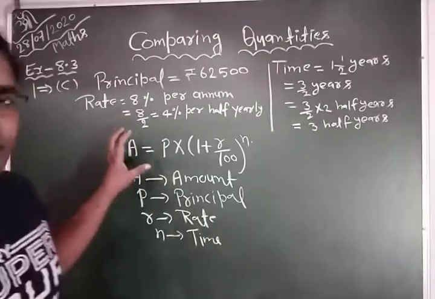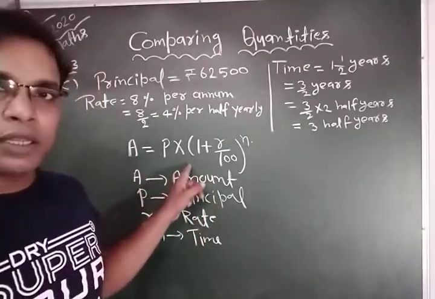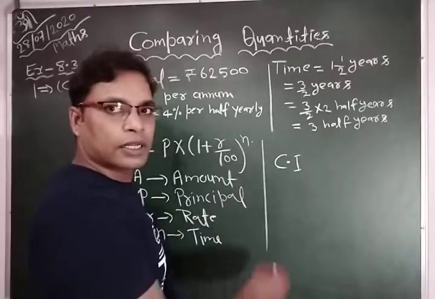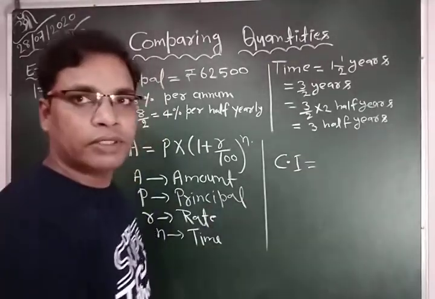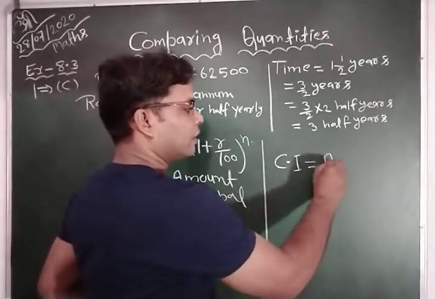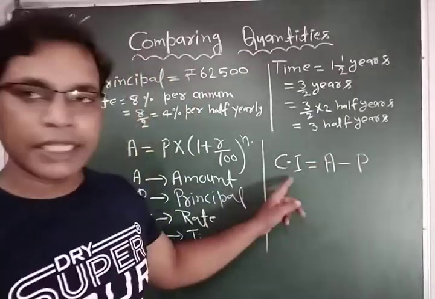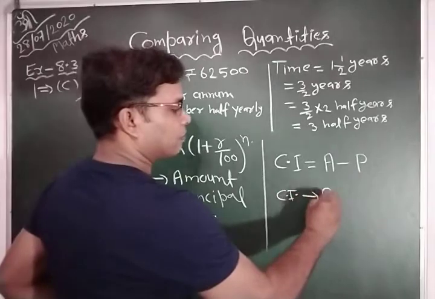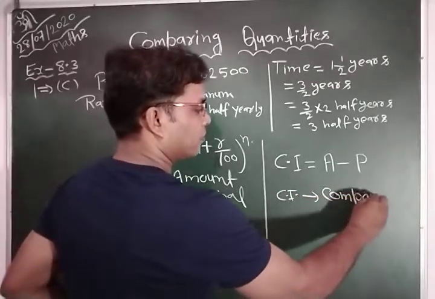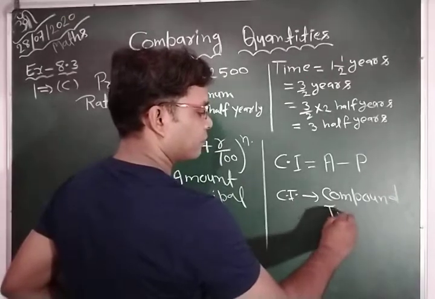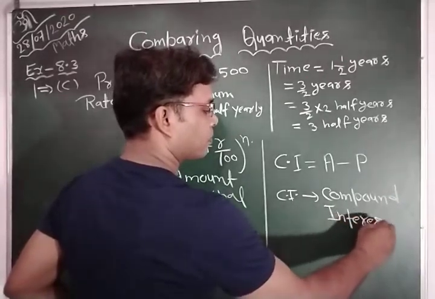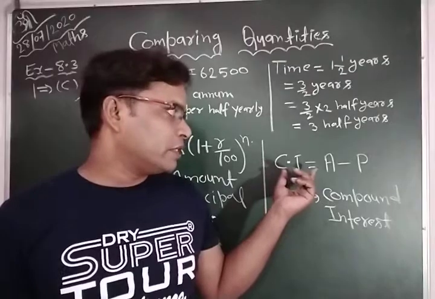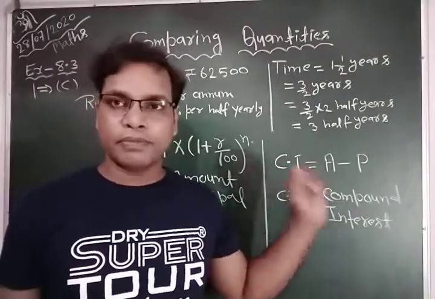Okay, so with this formula we find the amount, and for CI, compound interest, we find compound interest is equal to amount minus principal. CI represents compound interest.